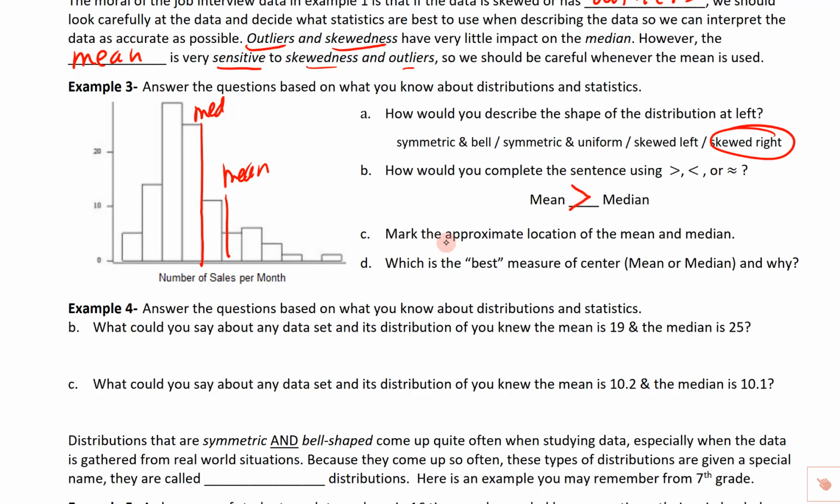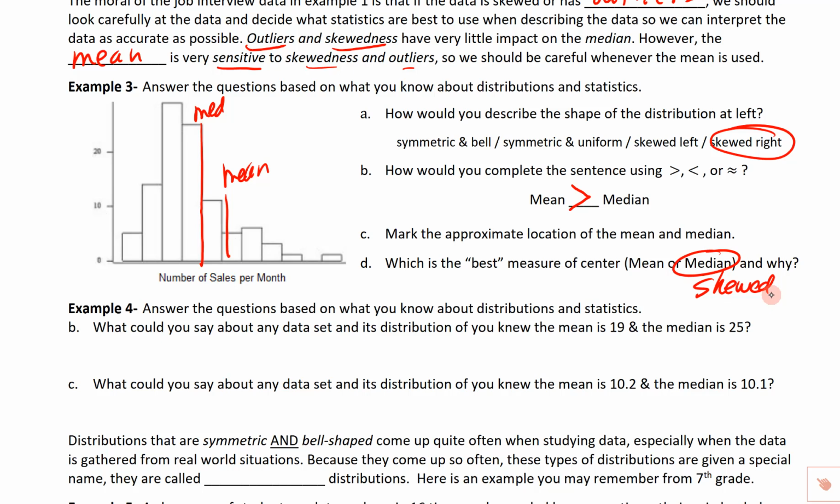And then it says mark the appropriate location of the mean and the median. Gosh, we kind of have that done already. And it says which is the best measure of center, mean or median, and why? Well, we would say median, and the reason for that is because it's skewed. Whenever we're using a skewed data set, the best measure of center is probably the median. And again, there's some variation on that, and it depends on how skewed it is and stuff like that, but that's a good general rule.